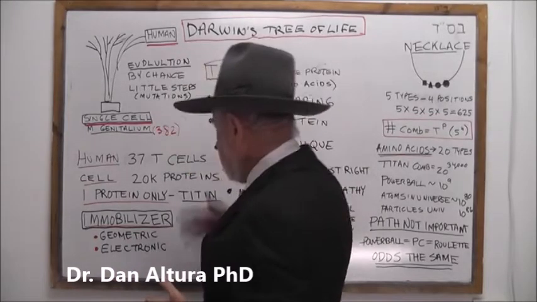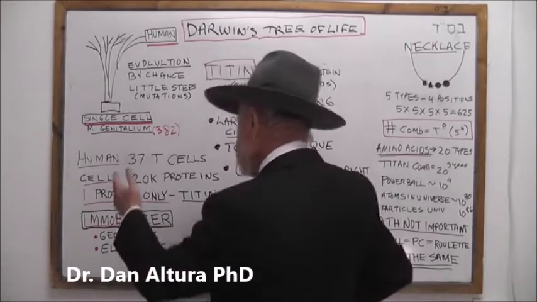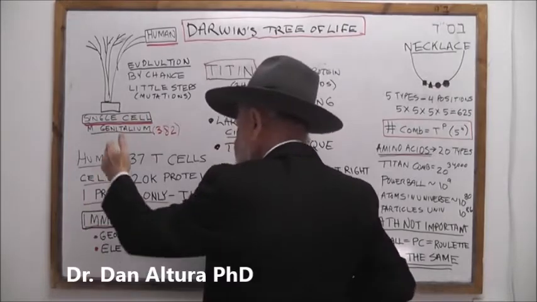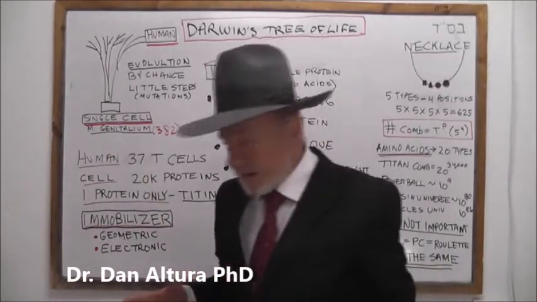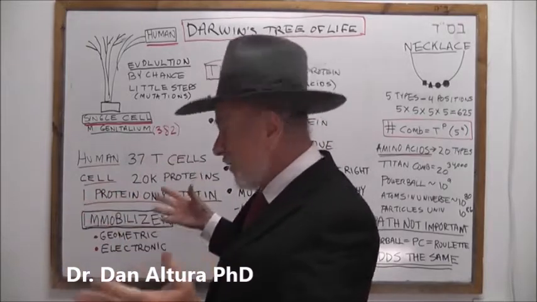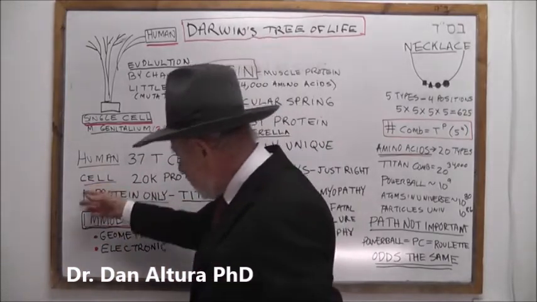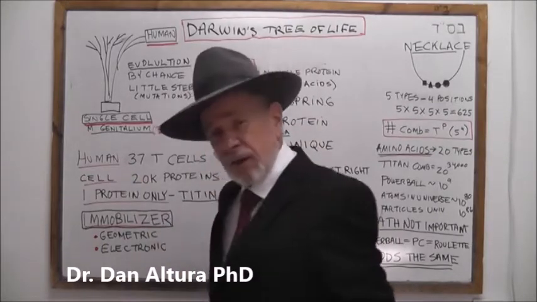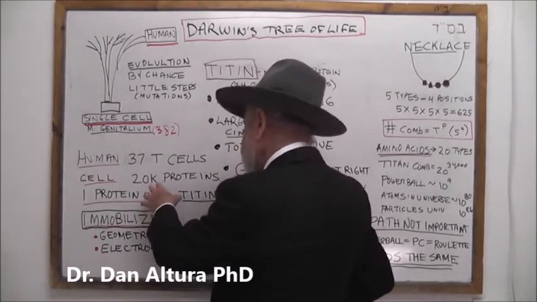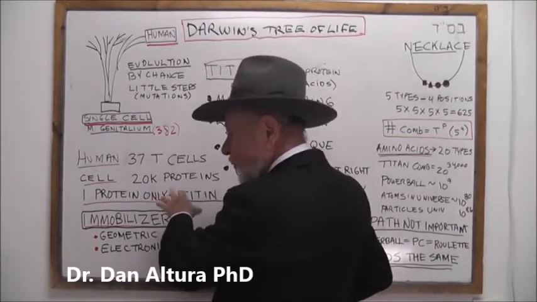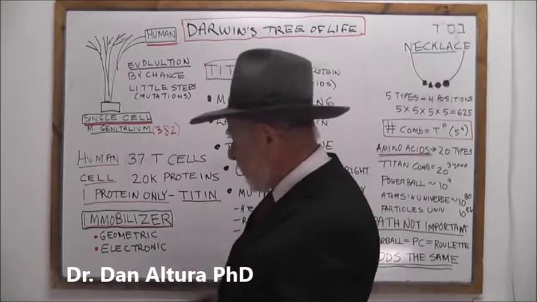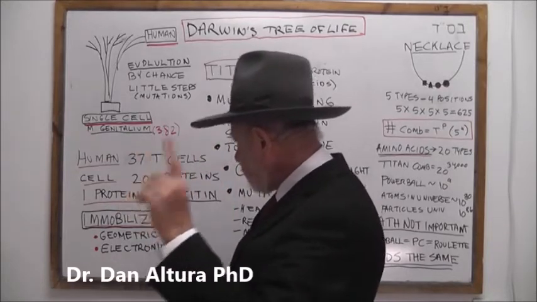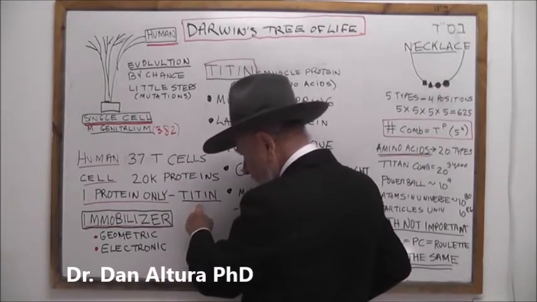Now, as far as the human being, we're going to simplify that also. First of all, a human being is made out of 37 trillion cells. Such a large number, I can't even fathom it. So we're going to deal with an individual cell, let's say a single muscle cell. But the individual cell is also too complicated because each cell has 20,000 unique proteins, which have different jobs. So that's a very complicated system. So we're just going to look tonight at one protein only. This is what we call Titin.